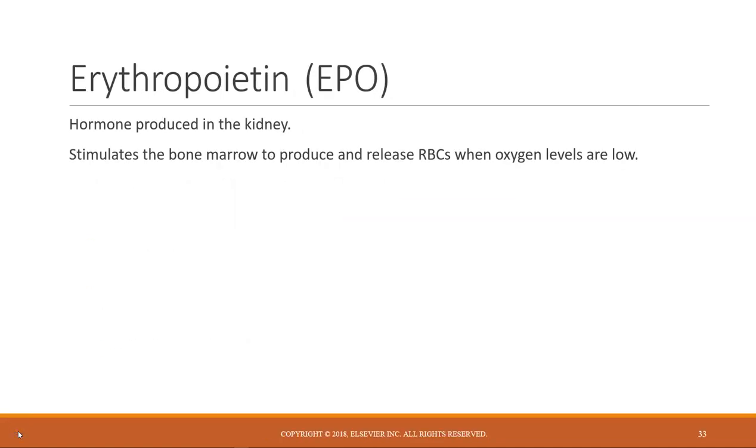Erythropoietin, or EPO, is a hormone produced in the kidneys, and this hormone stimulates the bone marrow to produce and release red blood cells when oxygen levels are low. So the body will detect when it's time to make new red cells, and of course this is usually an ongoing process, and this is the hormone that will again stimulate the bone marrow to produce those cells.